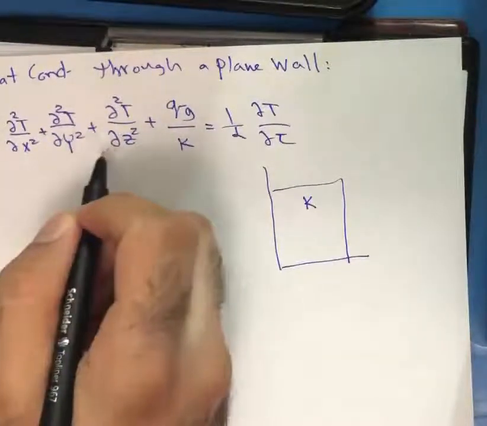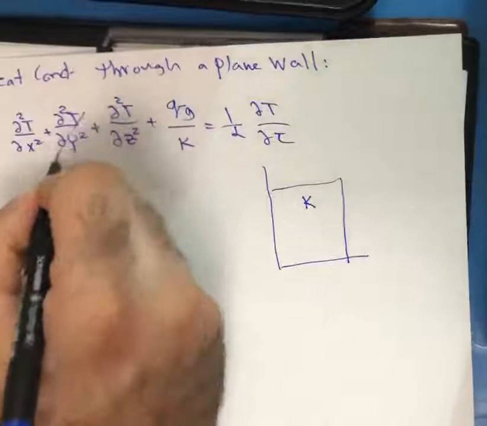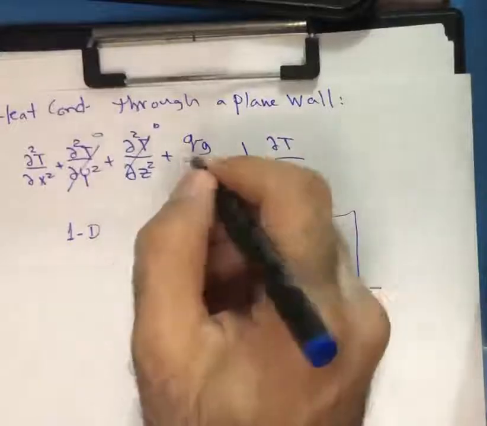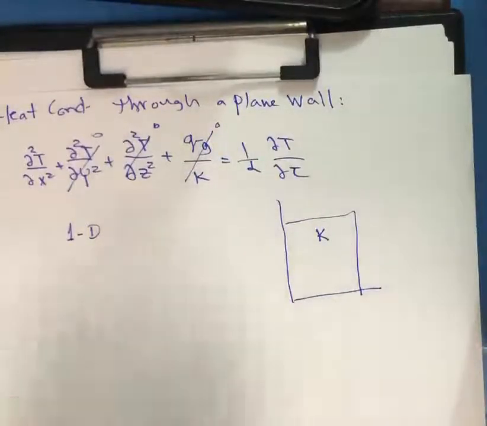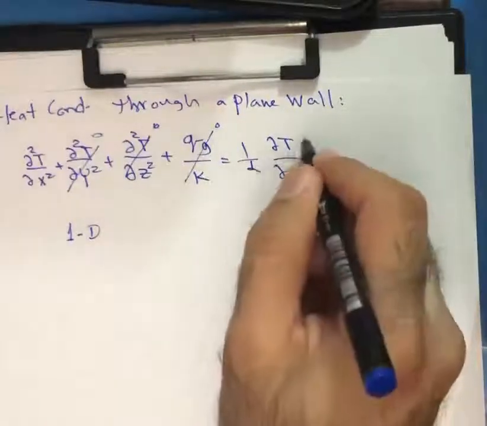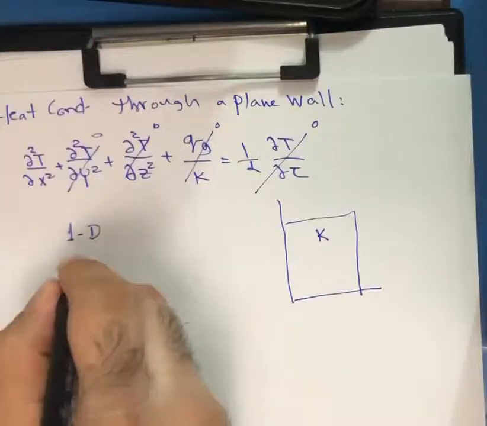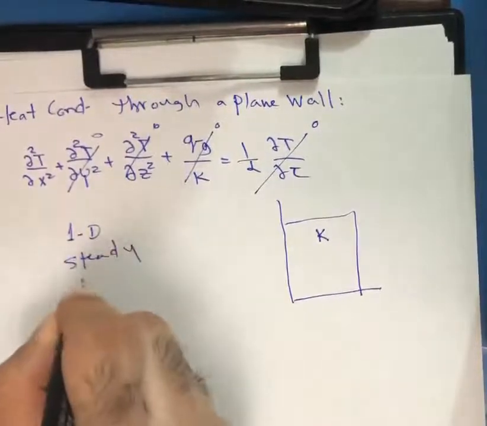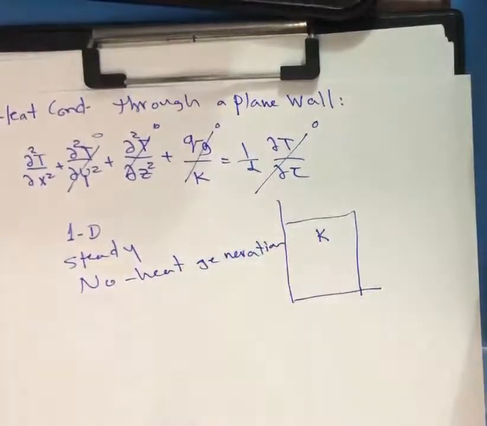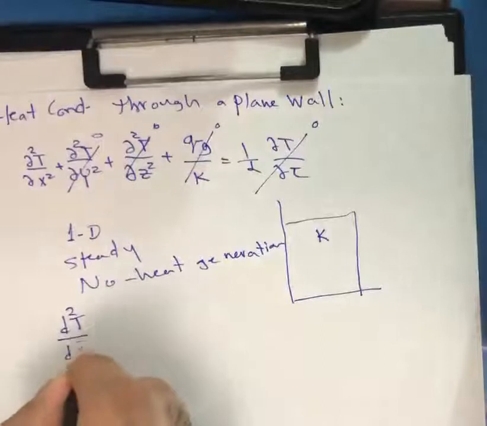heat equation, there is no change of temperature with y and z, because we have one dimension, then this term will be 0. Let us consider there is no internal heat generation, so that this term will be 0 also. And let us assume our case study is steady, so that this transient term of temperature will be 0. Based on these assumptions, which are one-dimensional, steady state, no heat generation, the heat equation will be reduced to d²T/dx² equal to 0.